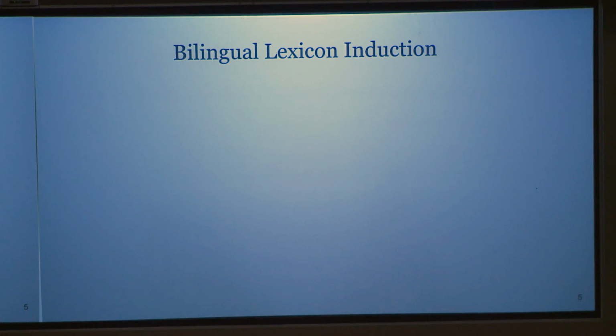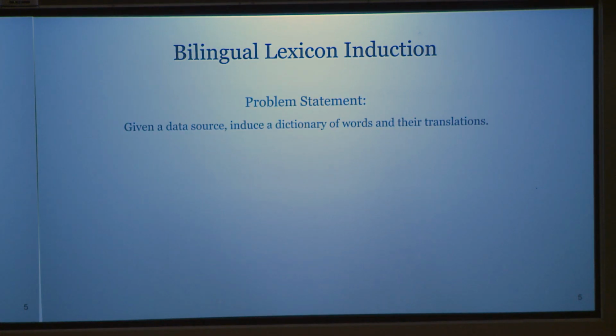A recurring theme in this paper is bilingual lexicon induction. The problem statement here is, given a data source, we want to induce a dictionary of words and their translations. So if we have a list of words in blue in English on the left here, the goal is to find the associated translations, for instance, in French on the right.